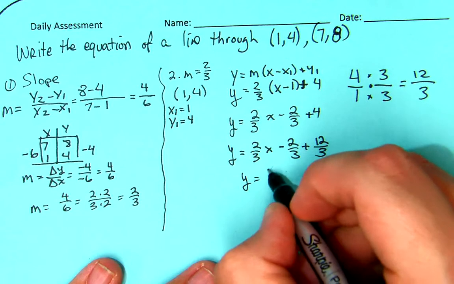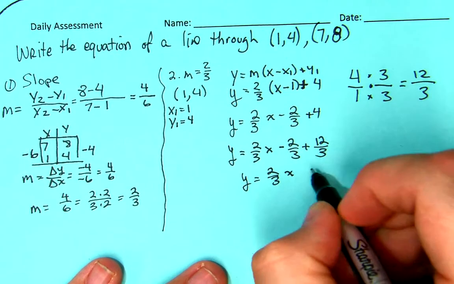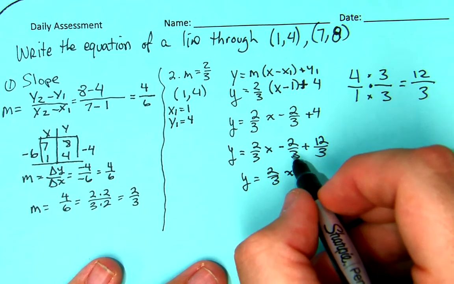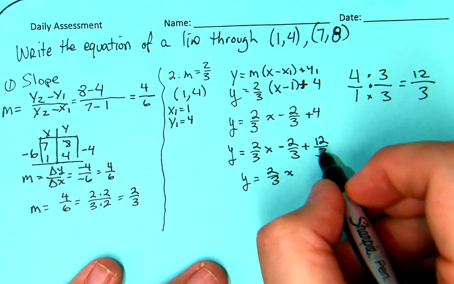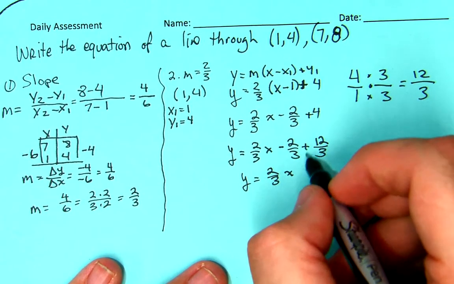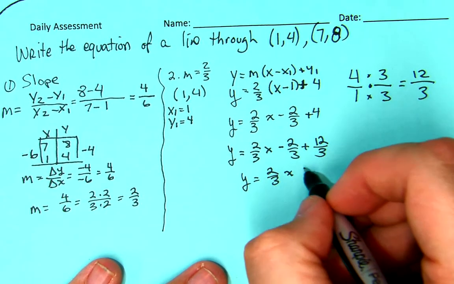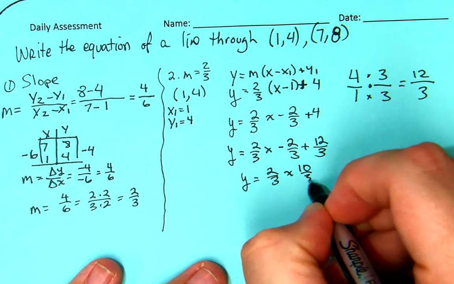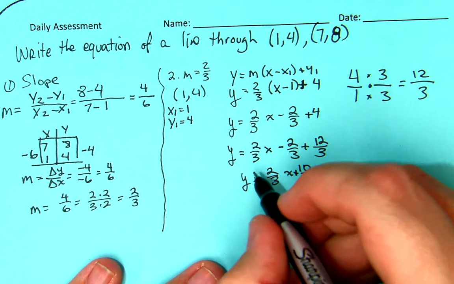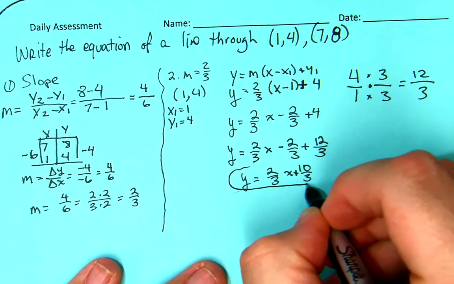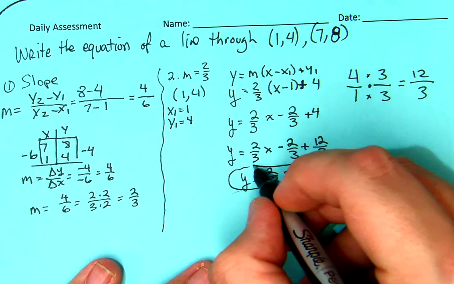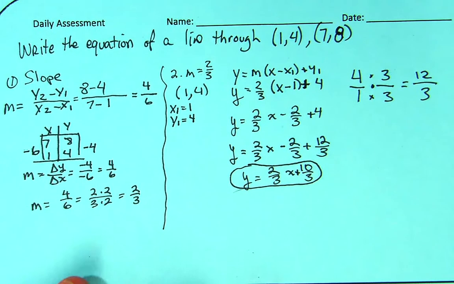So y is equal to 2/3 x, negative 2/3. I have 2/3 here. I have 12/3 here. So I need to subtract 2 from 12. I'll get 10/3. There's my answer. And that is the line that passes through those 2 points. You can check that with a calculator if you want to.